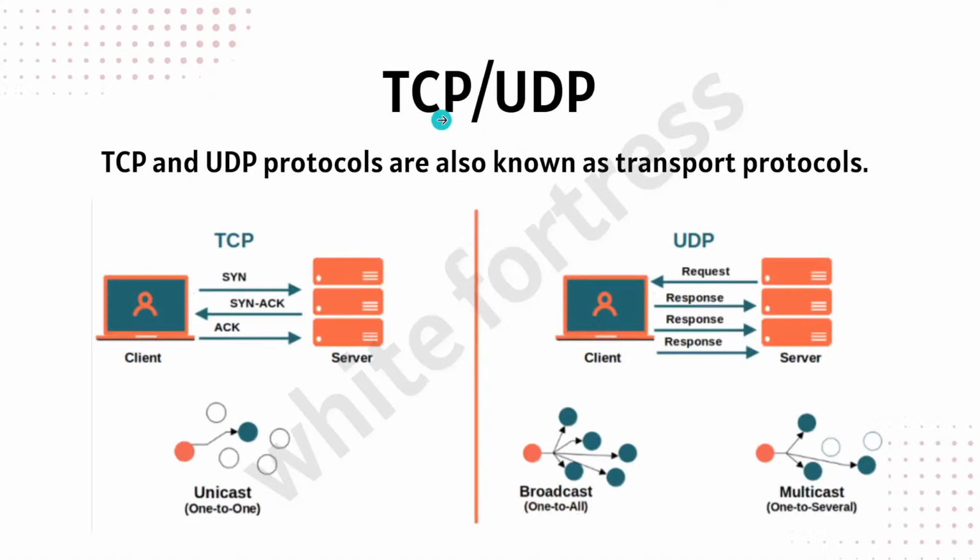Next, we have got TCP, UDP. This is very important. Listen very carefully. TCP and UDP protocols are also known as transport protocols because they work at the transport layer in the OSI model. Okay, we will discuss the OSI model later. After all this theory part is covered, then we will get to the OSI model and then we will start the practical part. So TCP and UDP protocols work at the transport layer and are used for transferring data from one system to another system.